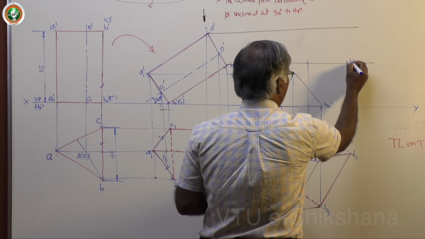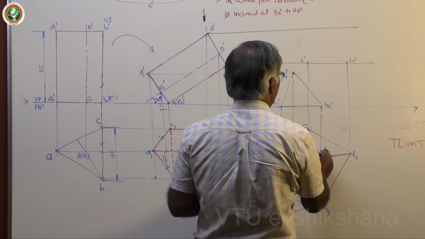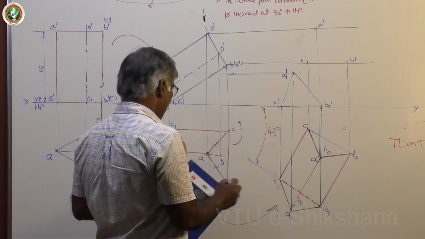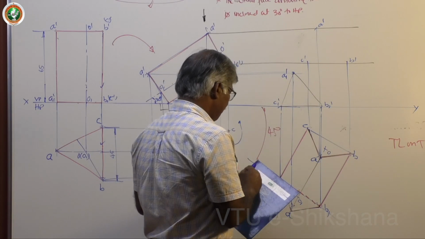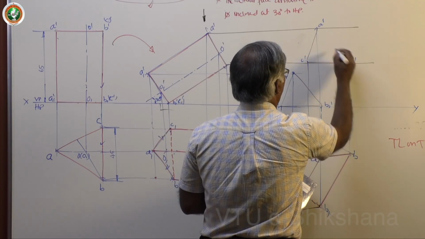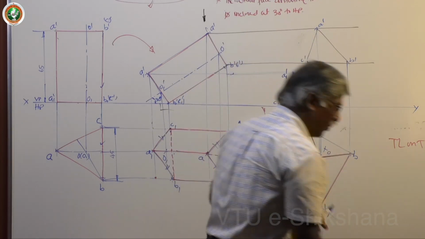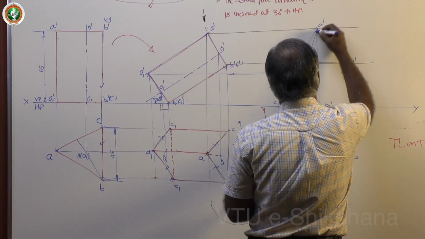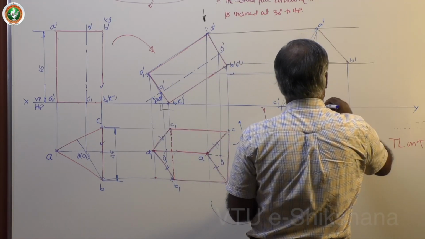BC, this is B dash, C dash, and this one is A dash. Join this again. This is something like drawing two laminae which are parallel to each other, that's all. Join AA1, CC1, BB1.